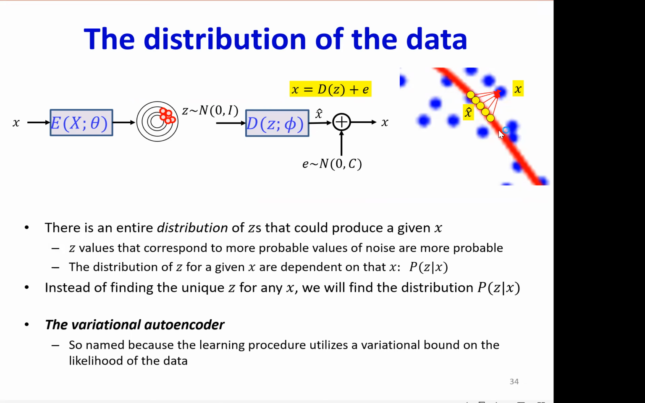And so what we will do is first have some initial estimate for this, which is going to give me a probability distribution of z for any x. From that, we're going to sample a z. Then we're going to pass that z through this decoder. That's going to give me an x hat.